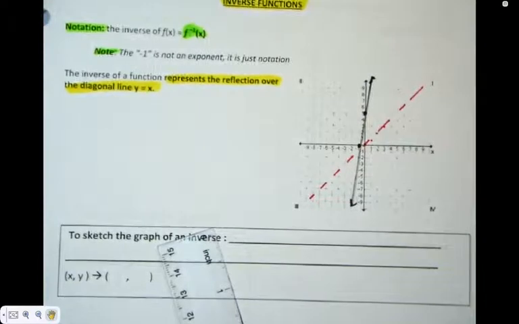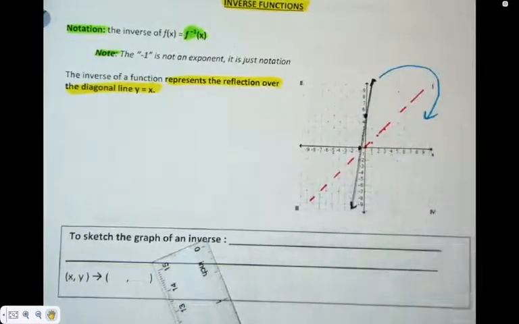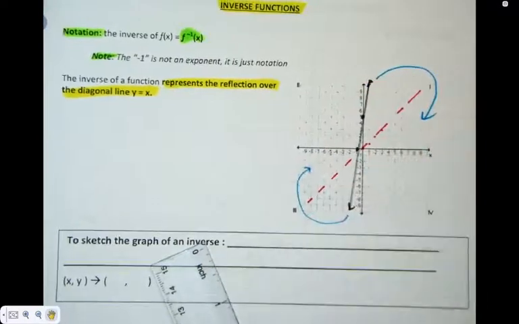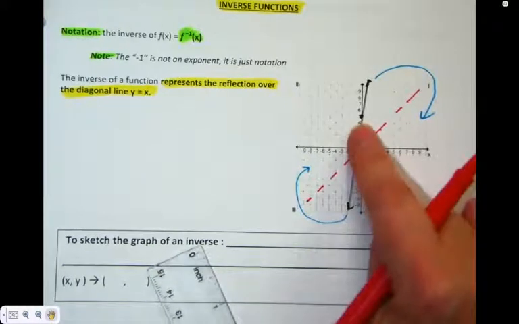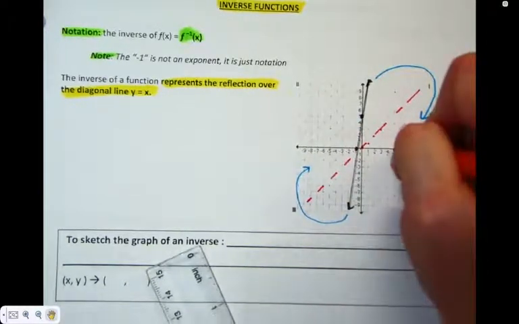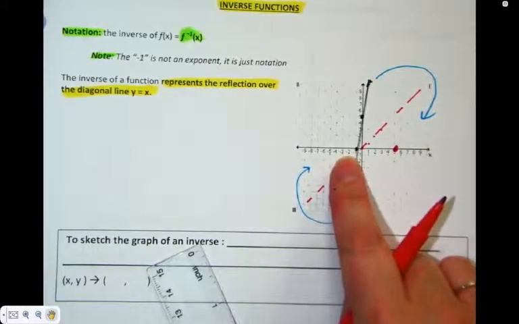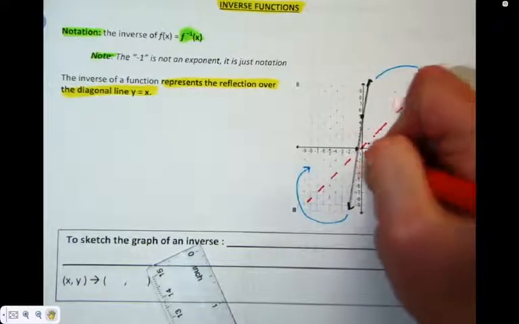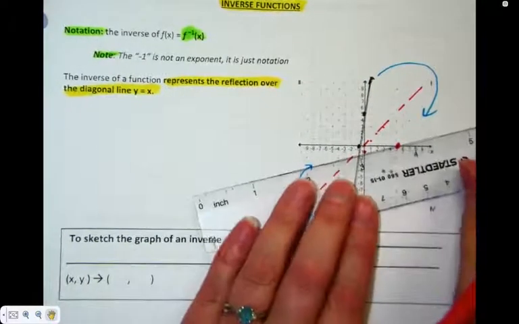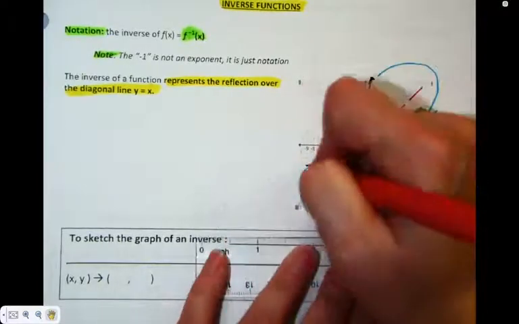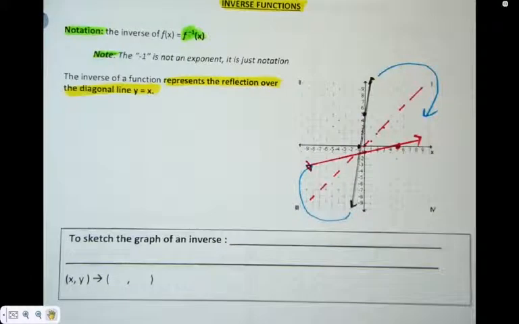And so diagonal reflection means the points that are above the line are going to go below the line, and the points that are below the line are going to come up above that line. It's a diagonal reflection. And so what's going to happen to this y-intercept at 5 is it's going to become an x-intercept at 5. And the x-intercept at negative 1 is going to become a y-intercept at negative 1. There's your first graph of an inverse. It's a diagonal reflection.